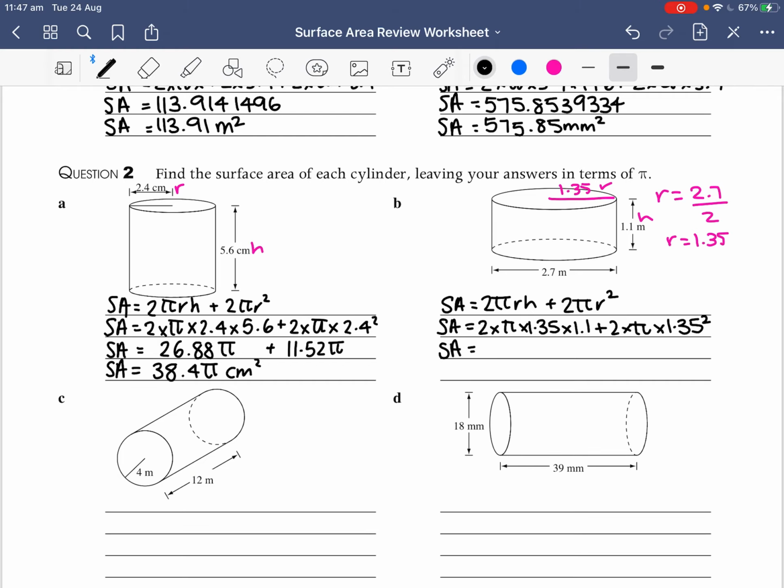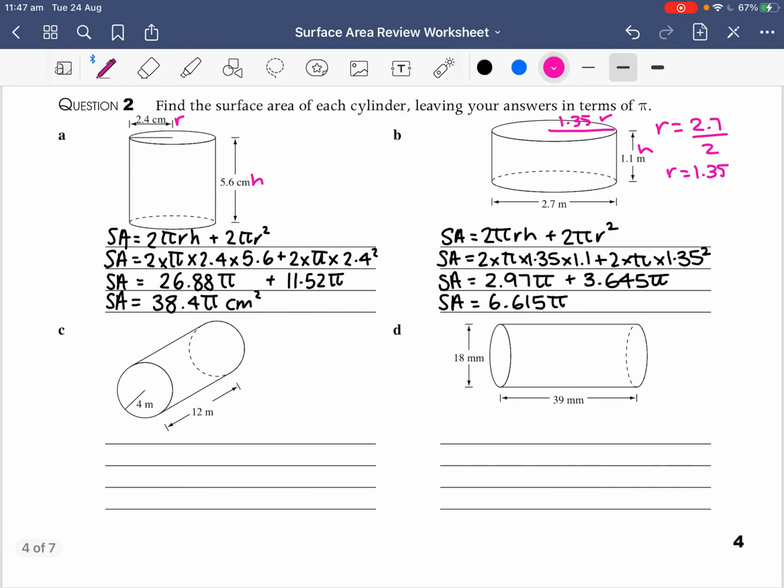So our surface area equals 2 times 1.35 times 1.1, which equals 2.97 pi, plus 2 times 1.35 squared is 3.645 pi. So now we add these together. So 2.97 plus 3.645 is equal to 6.615 pi.